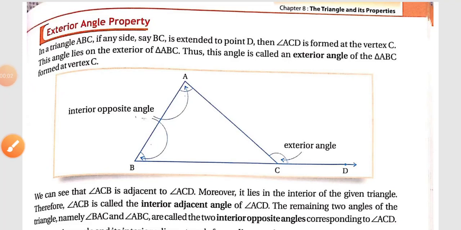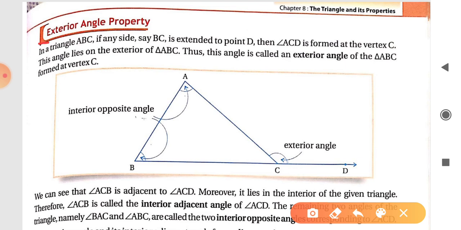Hello students, today we will discuss exterior angle property, and this is the second property of triangle. In this property, firstly we will discuss what is exterior angle. As its name suggests, exterior angle property. So firstly we have to know what is exterior angle.